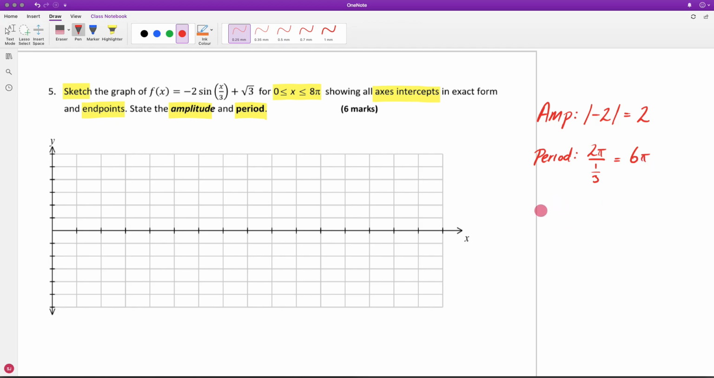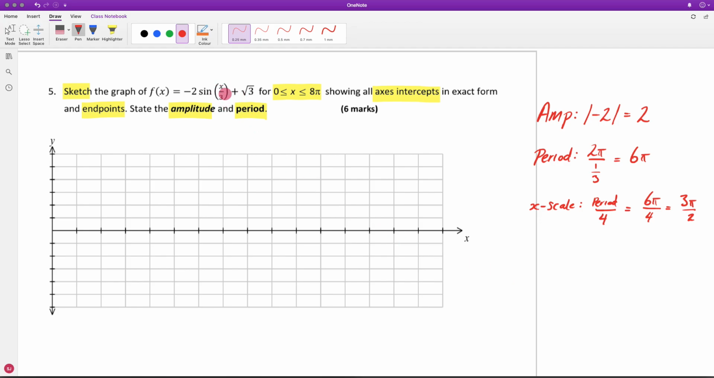The next thing I'm going to do, this is something that I really like to do, is find the x scale. What is the x scale? Take the period and divide it by 4. When we come to sketch it, you're going to see how helpful this is. So the period is 6 pi, and I'm going to divide it by 4, which means I'm going to get 3 pi over 2.